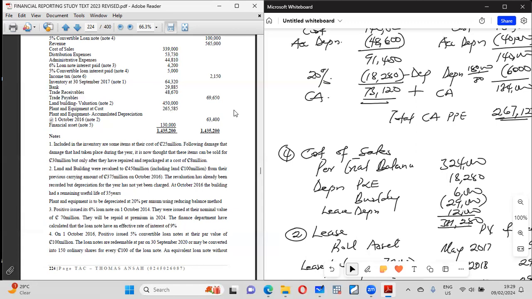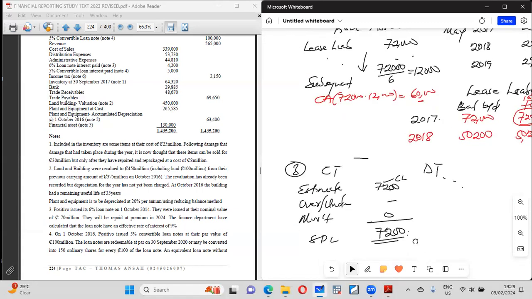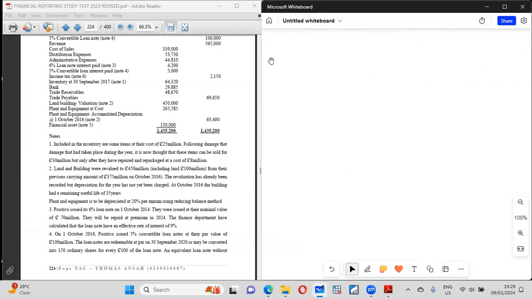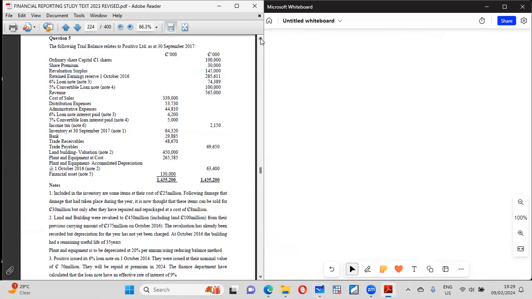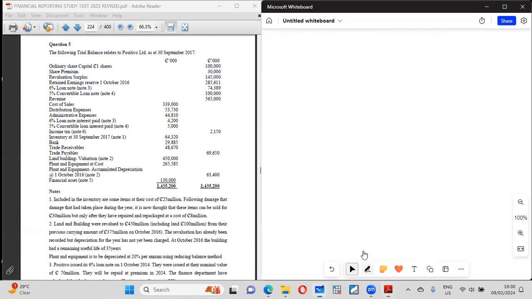Okay, so let's do this one in the next hour. The same approach: I have not started reading the question, but same approach. I will do my SPL down. So this one is called Positivo Limited. Then I will do the question.